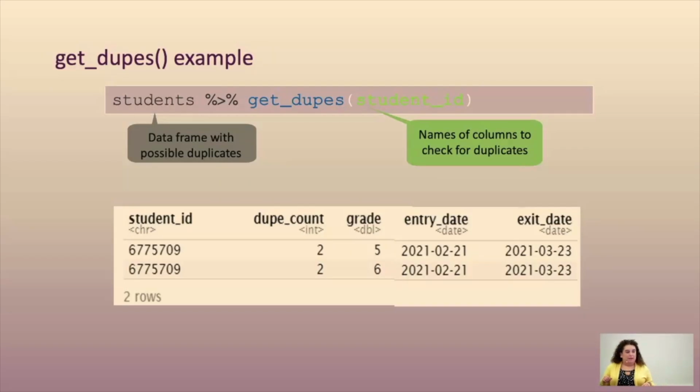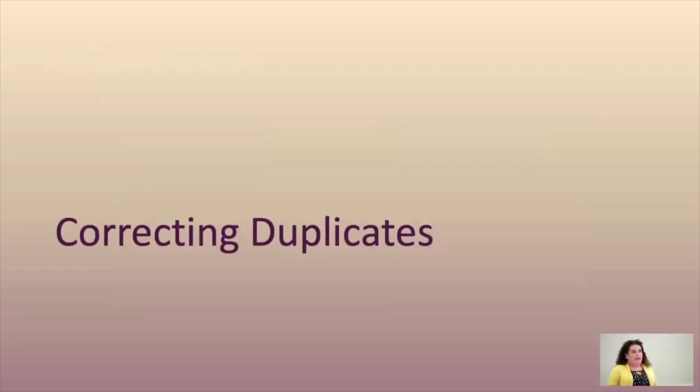So in this case, you can see pretty easily that the problem is in the grade column. This student has the same entry dates and exit dates, but they're enrolled in both 5th grade and 6th grade, which is, again, a problem. Students are really only enrolled at 1 grade at a time. So we want to go in and fix that.